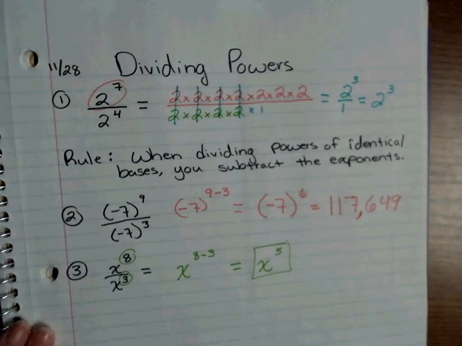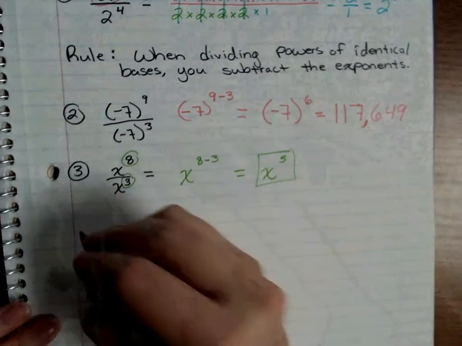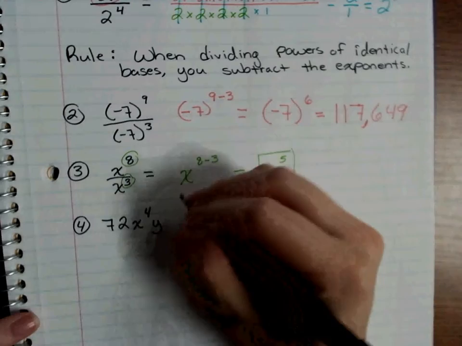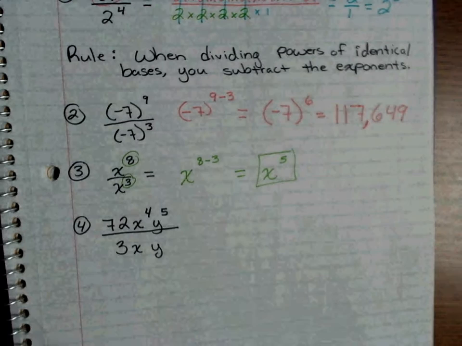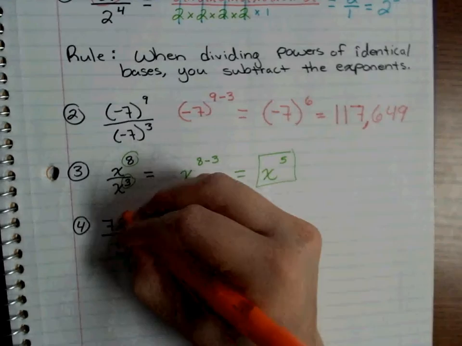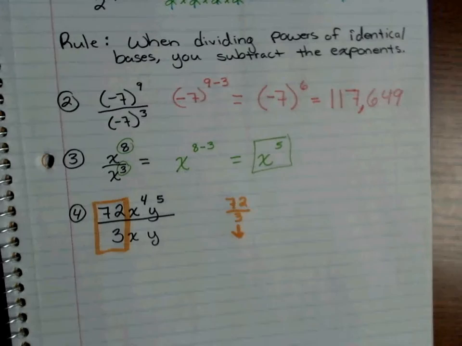Now, of course, you're going to sometimes have a little bit more detail occurring. So maybe you might have a problem like 72x to the 4th, y to the 5th over 3xy. In a situation like that, you would have to just focus piece by piece. So the first thing that we would focus on is that 72 over 3. What is 72 over 3 going to yield? 24. So we're going to get 24 for that answer.